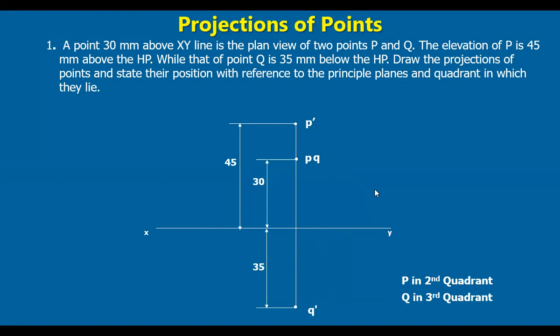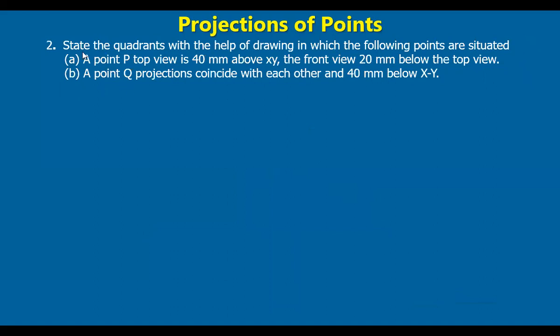Now, next, state the quadrants with the help of a drawing in which the following points are situated. Point P, top view is 40 mm above XY, above the reference line. Draw the reference line. Mark 40 mm here, right? That is the top view. That is point P, small p only. So the distance is marked 40 mm. The front view is 20 mm below the top view.